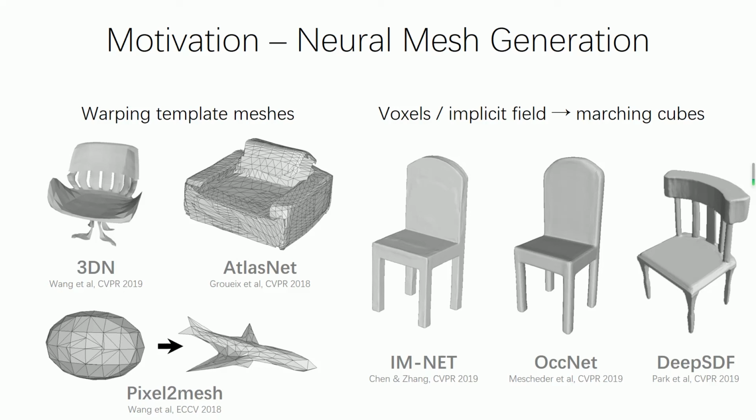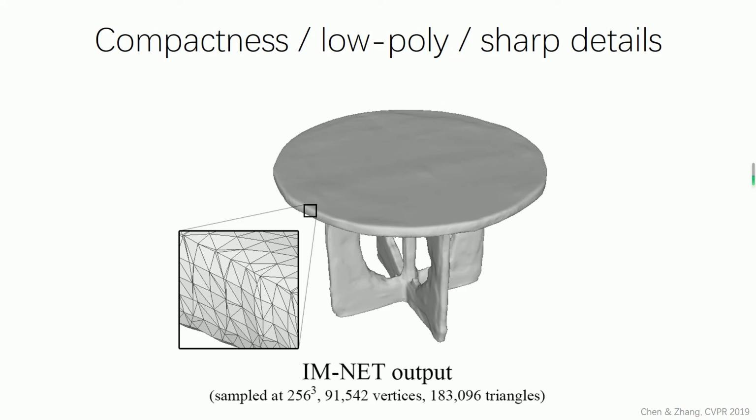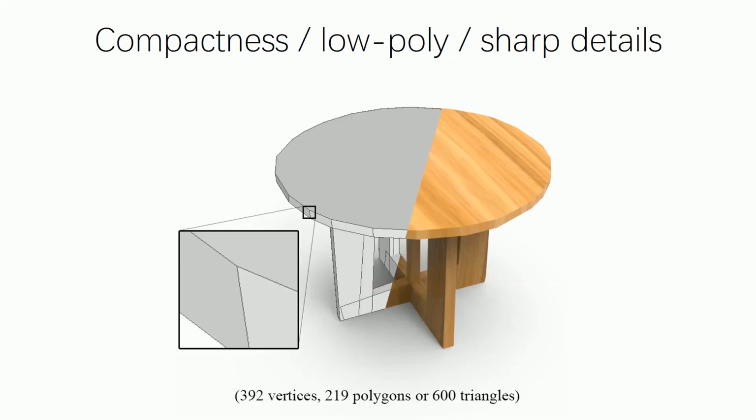However, implicit methods require marching cubes to extract the surface mesh. The extracted meshes are not compact and contain too many polygons. In this example, we show a 3D object generated by IM-Net. The mesh is obtained by running marching cubes at a resolution of 256, and it contains hundreds of thousands of vertices and triangles. We would prefer to have a compact output mesh with a few hundred vertices, and retain the ability to represent complex structures.